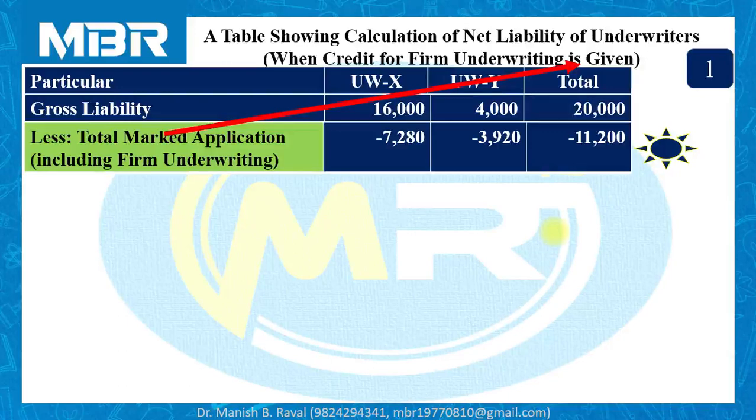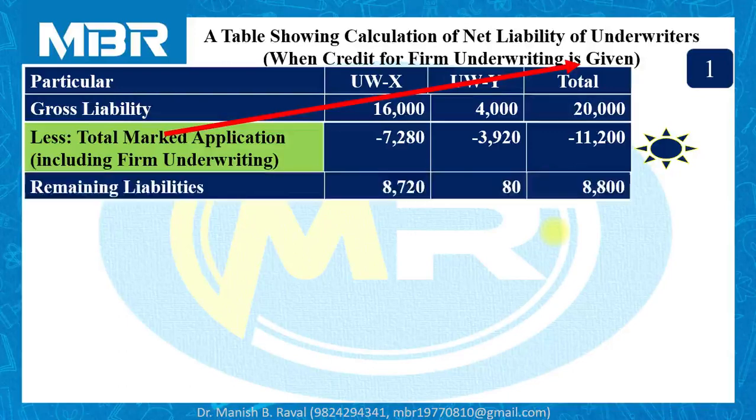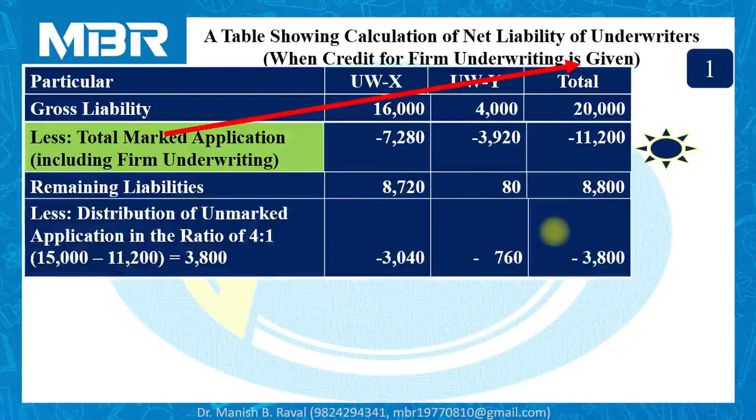So this particular calculation makes a difference. Remaining liabilities: 8,720 for X and 80 for Y. Now let us deduct unmarked applications. Here there is a change in the calculation from our end.